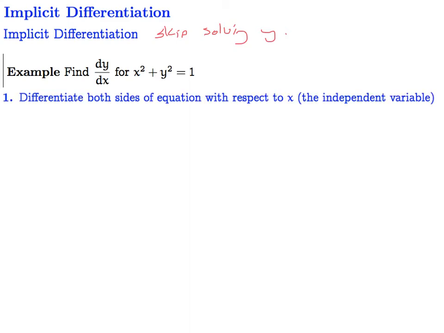The first step is to differentiate both sides of the equation with respect to x, that is the independent variable. So we're going to take the derivative with respect to x of x squared plus y squared, and this is going to equal the derivative of 1.